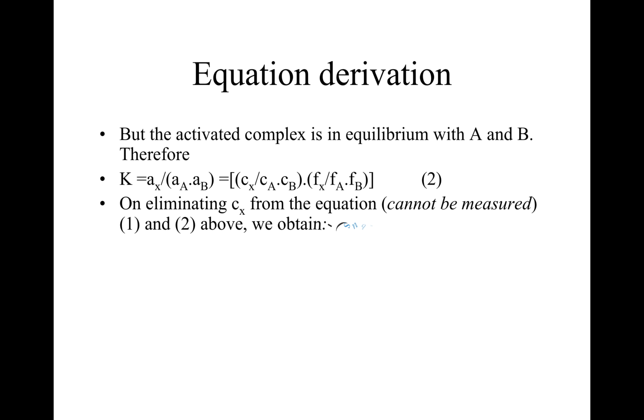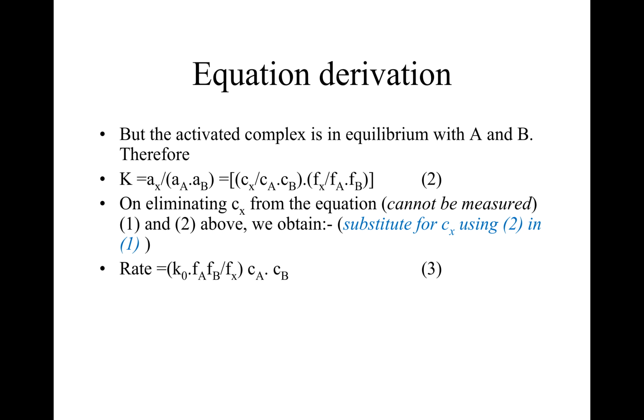On eliminating CX, because it represents the intermediate complex, which is very difficult to measure, from equations 1 and 2 above, we obtain, by substituting for CX using 2 in 1, the rate equal to K0 FA FB over FX times CA times CB. Equation 3. Here K0 is equal to K2 times capital K.